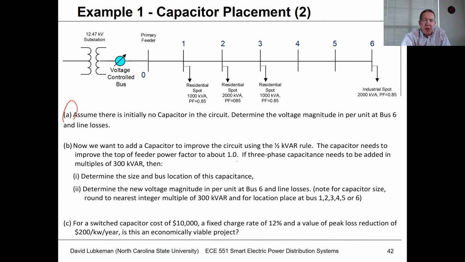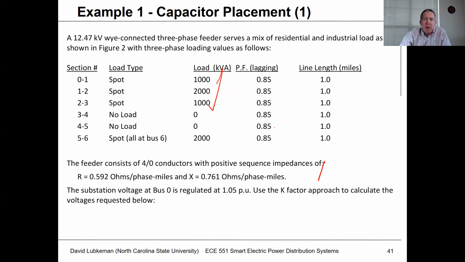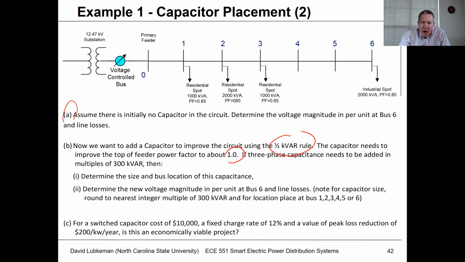Let's suppose we wanted to get the power factor corrected to unity, and we want to use the half kVAR rule. In this situation, to find our target value for getting unity power factor, we add up the net load in the circuit. So I've got 3, 4, 5, 6: 6,000 kVA. Then given the power factor, I can figure out how many kVAR of capacitance I need to get back to unity power factor. Let's suppose the capacitance needs to be added in multiples of 300 kVAR because they have fixed sizes for these cans. Then what would be the size and bus location of this capacitance? And then I would recompute the voltage magnitude and losses and figure out if this is economically viable.